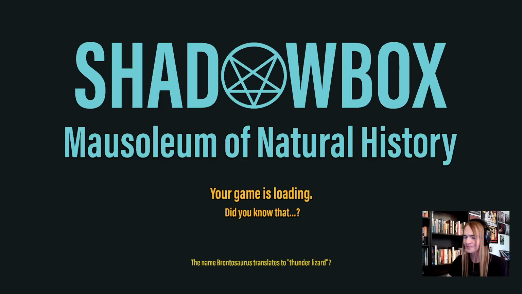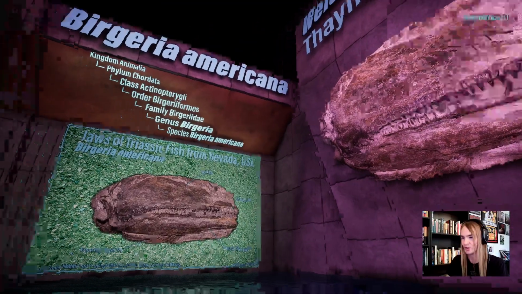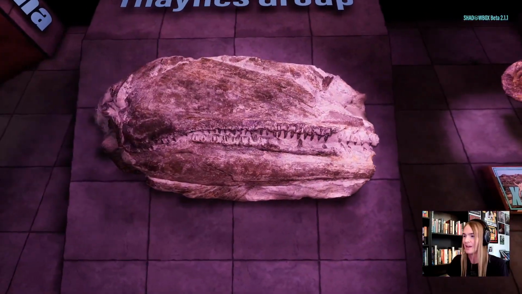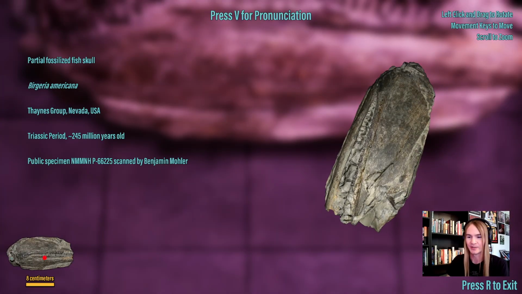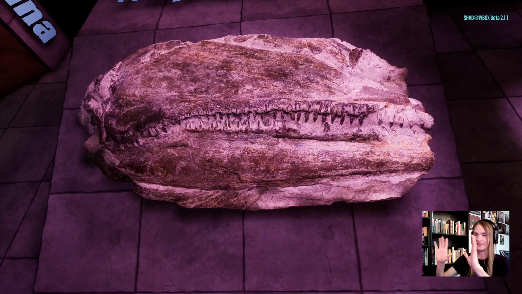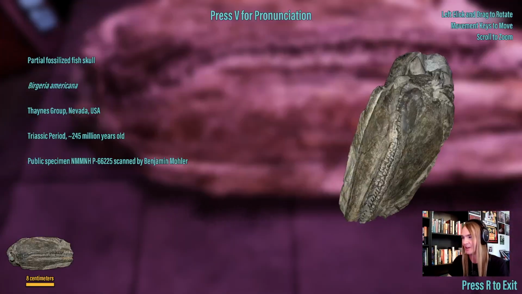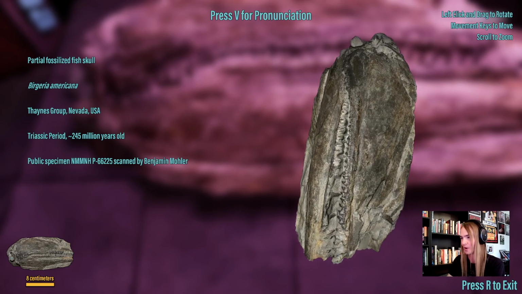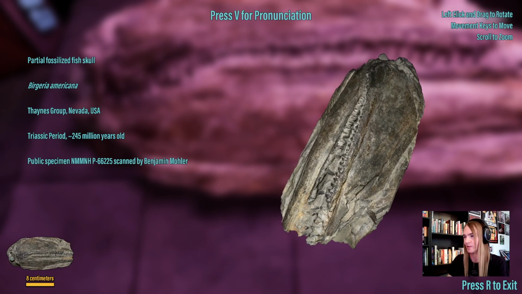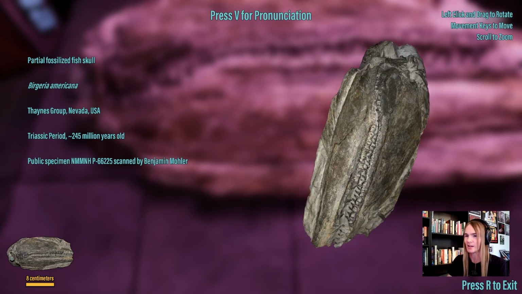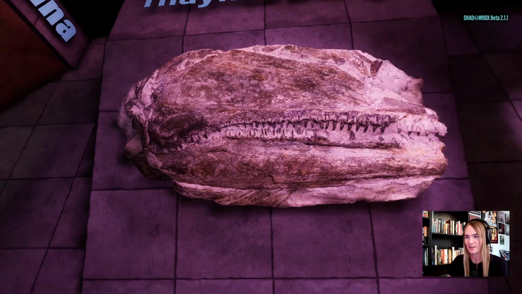And the Thanes group, the fossils that are presented here, this was the original fossil that I built this exhibit around. The actual fish jaw that you're looking at, there's a scale over here in the corner, is not massive, but I wanted this to appear when you first enter the exhibit like this massive, massive object. These are not even the full jaws, these are the partial jaws of a predatory fish called Bergeria. It's about 245 million years old. Collected in Nevada, and this is a public specimen reposited in the New Mexico Museum of Natural History.